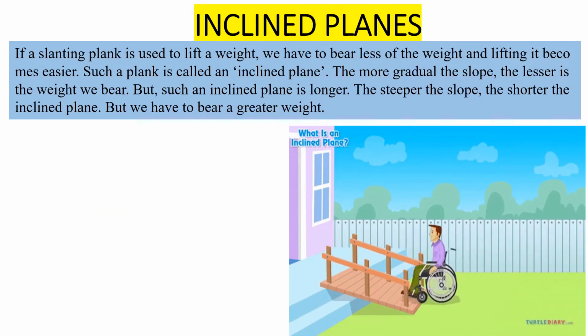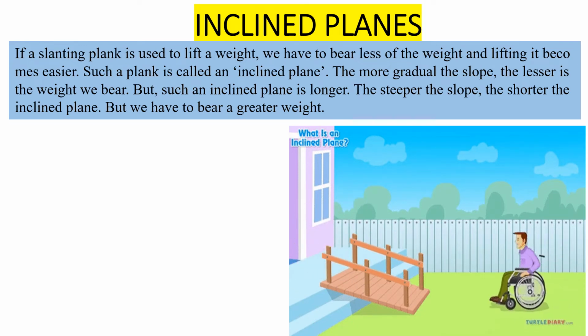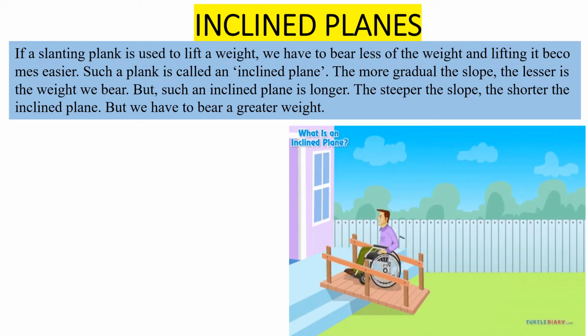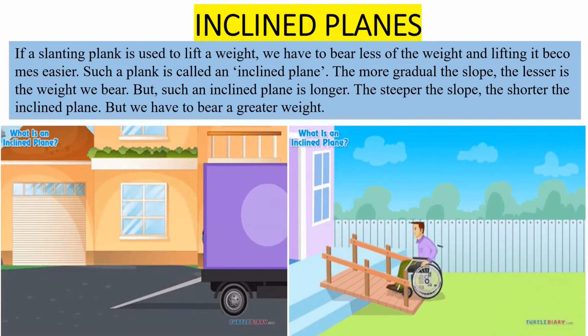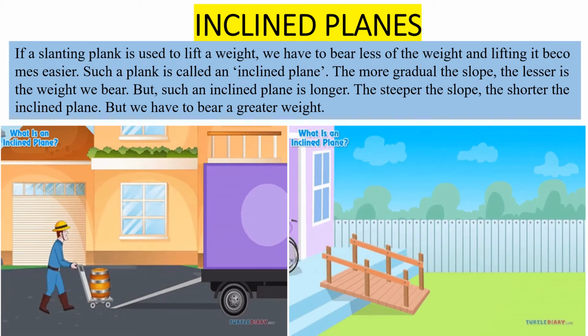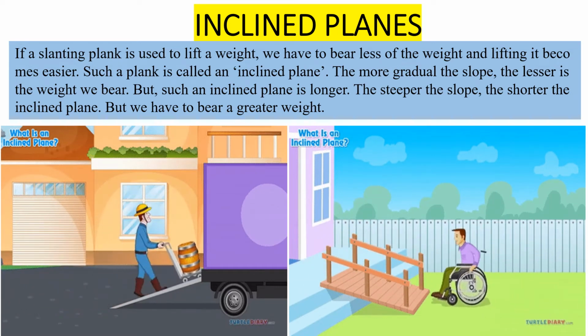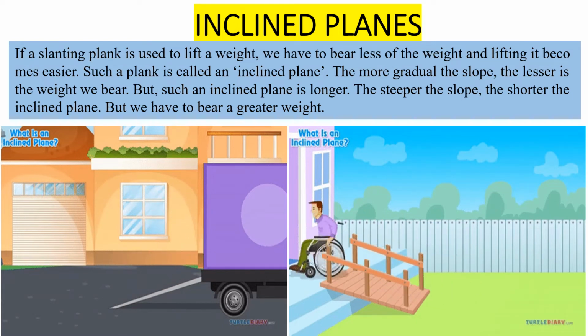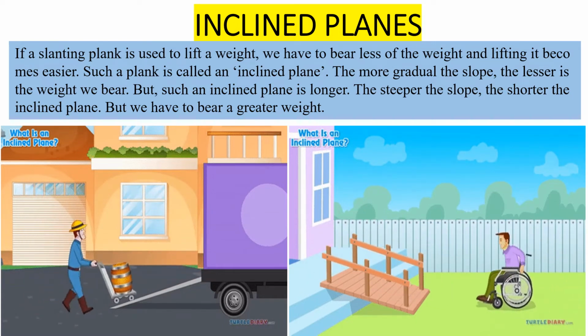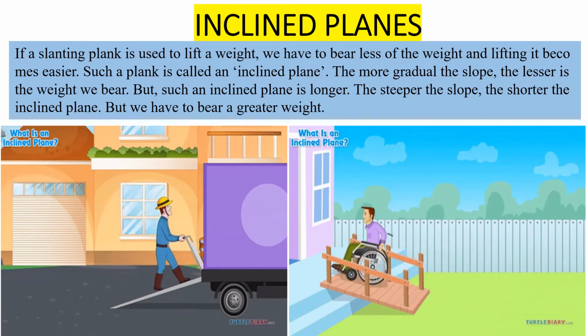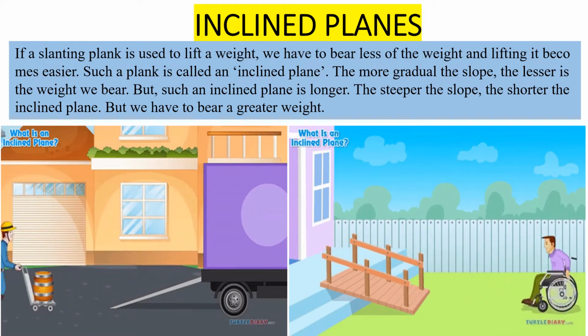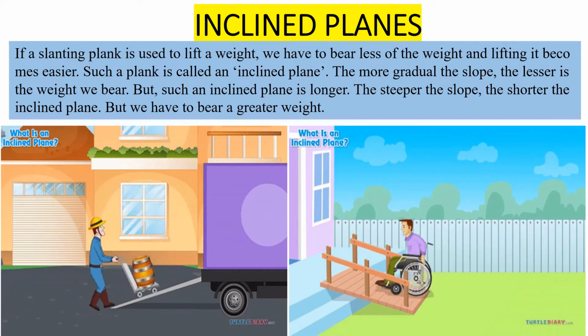First, we will learn about the inclined plane. Now, in your schools also, you must have noticed there is a slope near the staircase. That slope is actually called an inclined plane. If a slanting plank is used to lift a weight, we have to bear less of the weight and lifting it becomes easier. Here you can see this man is making use of a slanting plank in order to move a barrel from the road into the truck. Now this plank is called an inclined plane. What is it called? It is called an inclined plane.